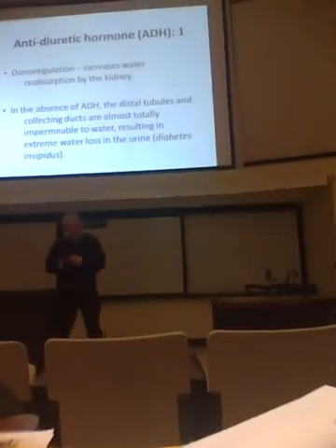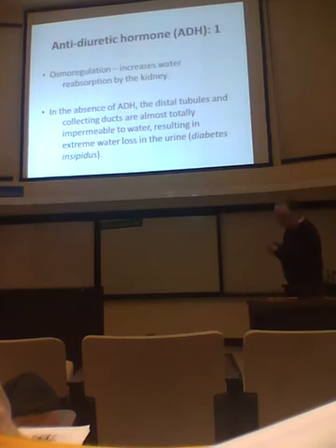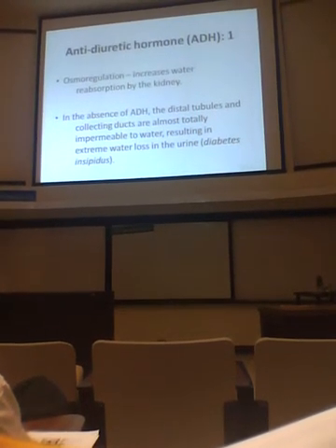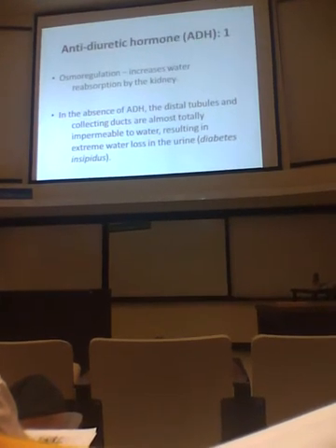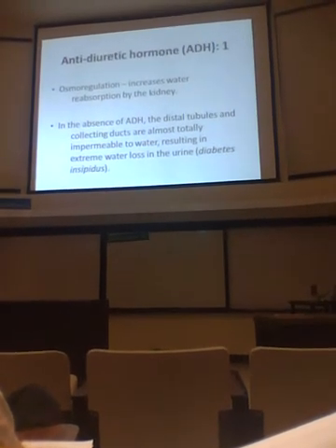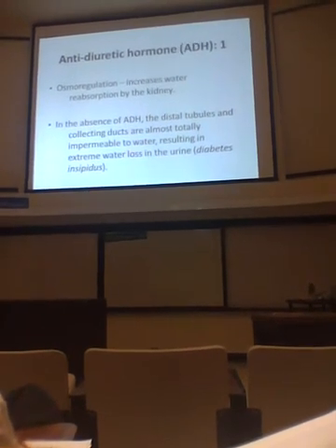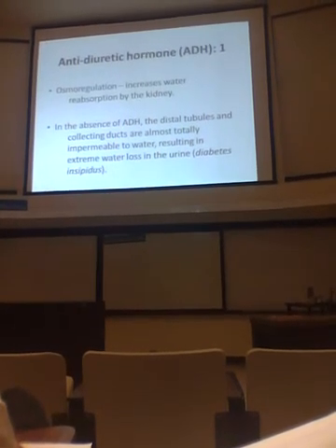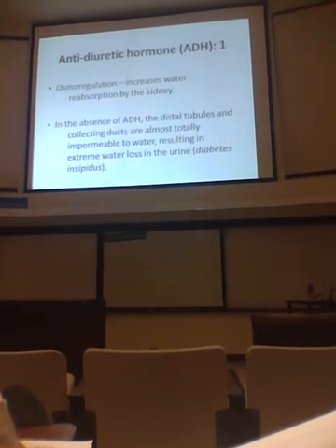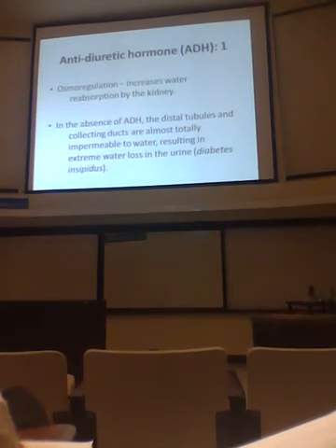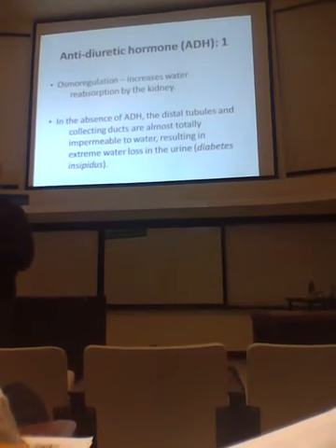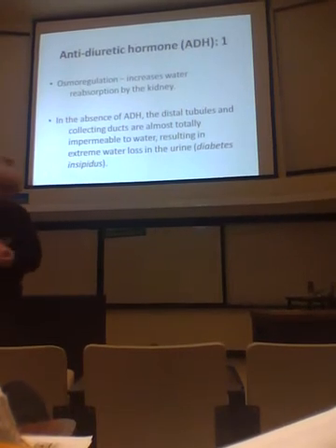Antidiuretic hormone then is involved in osmoregulation, increases water reabsorption by the kidney, we know that already. In the absence of ADH, the distal tubules and collecting ducts are almost totally impermeable to water, resulting in extreme water loss in the urine. And there's a disease in which people don't have antidiuretic hormone. It's called diabetes insipidus. And these people pee out buckets of water every day. They're drinking constantly and peeing constantly. Buckets and buckets of water. Very dilute urine.